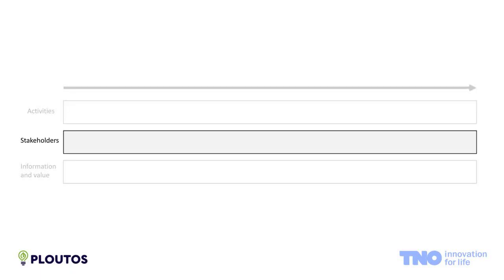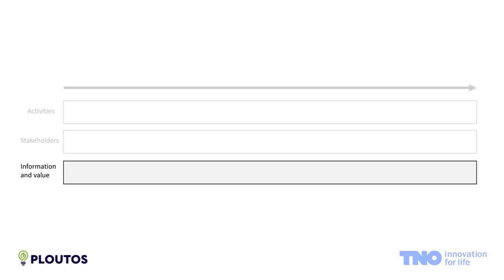In the middle row, you indicate which stakeholders are involved to support the activities and steps as part of using your product and service. To identify these stakeholders, consider for each activity or step whether support of a stakeholder is needed. You do this for all activities that are identified in the first row.